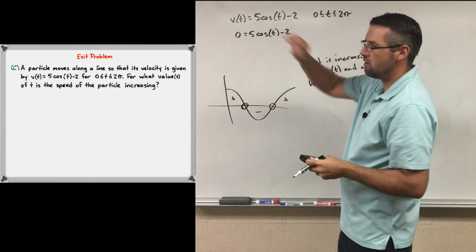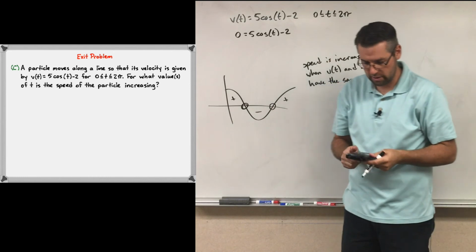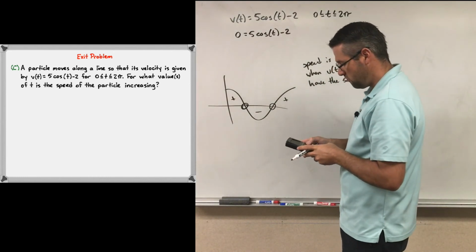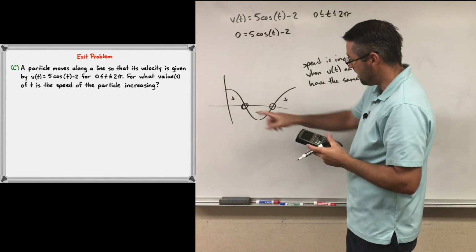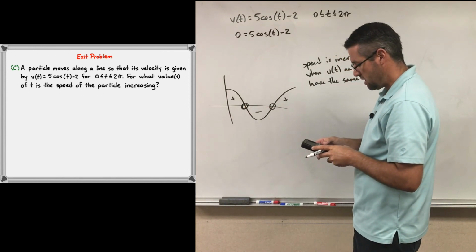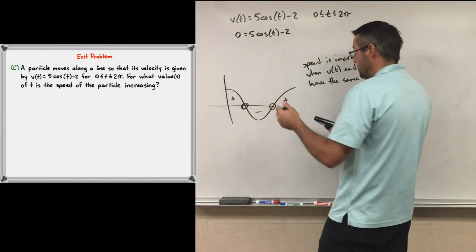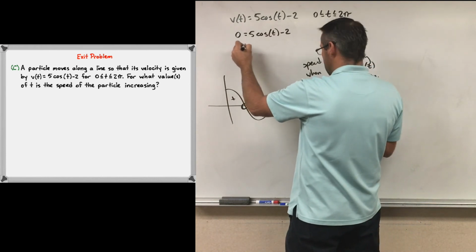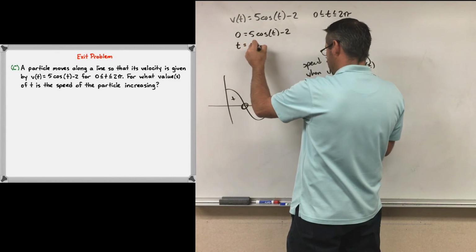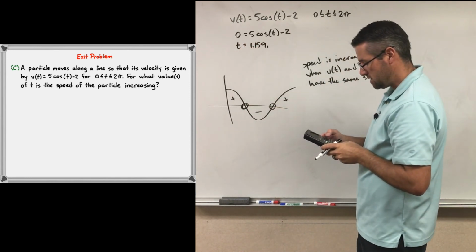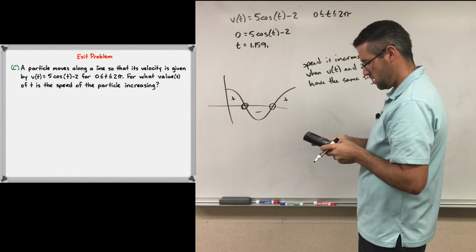I don't expect you to solve that analytically. I expect you to use your calculator. So I'm going to go ahead and hit F5 and 0, and I'm going to move my cursor to the left of my first x-intercept, and then I'm going to hit enter, and then it's asking for the upper bound, so I'm going to move it to the right. And so I end up with two values, t equals 1.159, and then I've got to do the other 0.